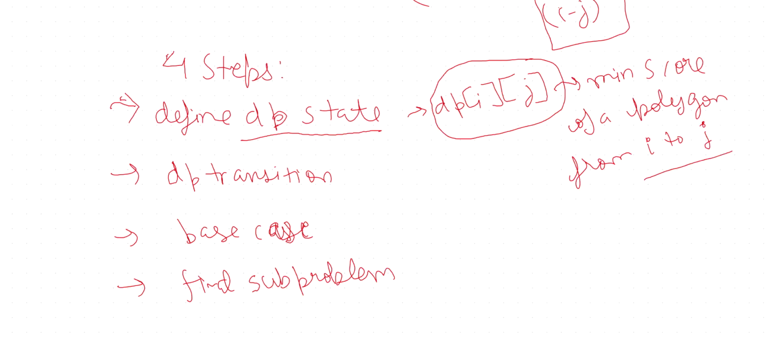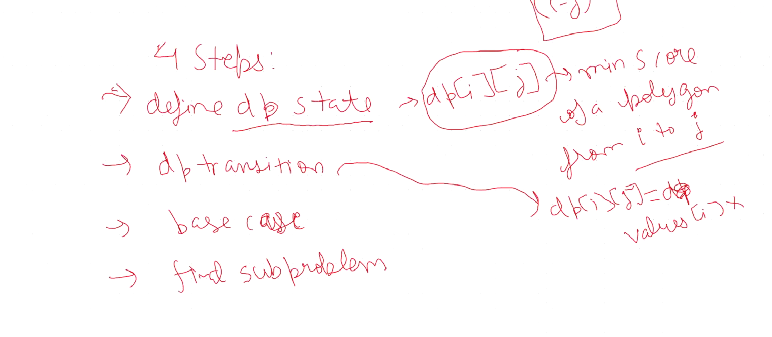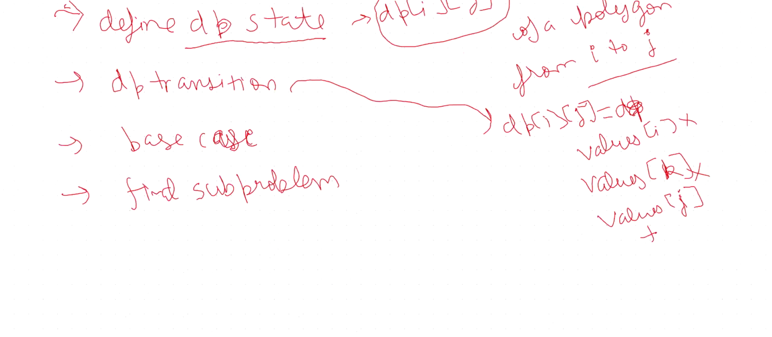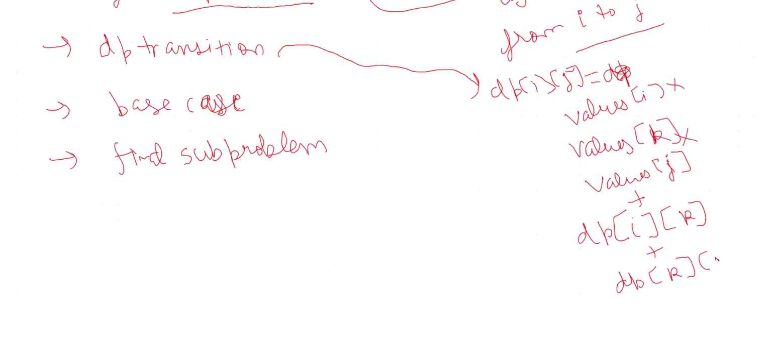Okay. Now what is our DP transition? I will say DP of ij is equal to values of I into values of k, which is the middle point from I plus 1 to j minus 1, into values of j, which is the end point, plus dp of I k plus dp of k j. Now, did you get what I'm trying to say here?